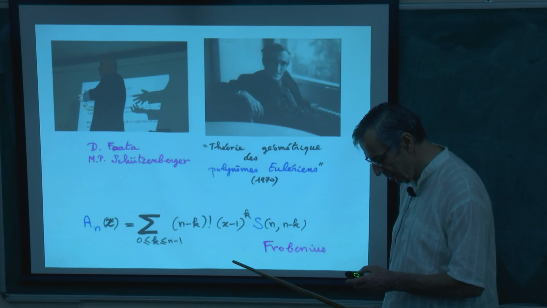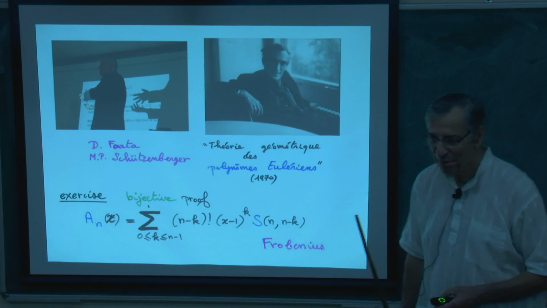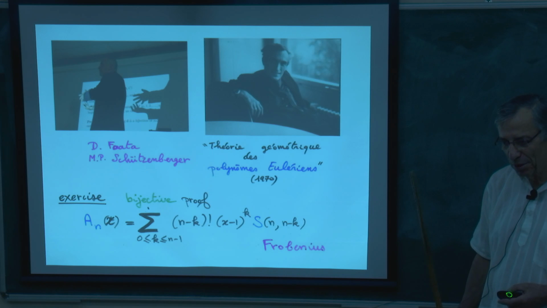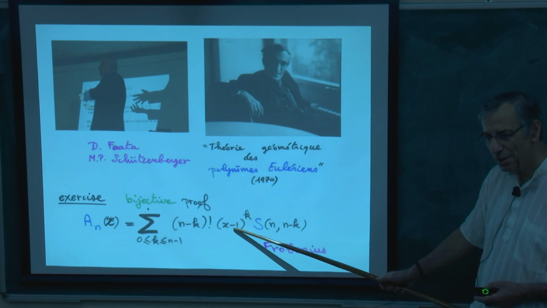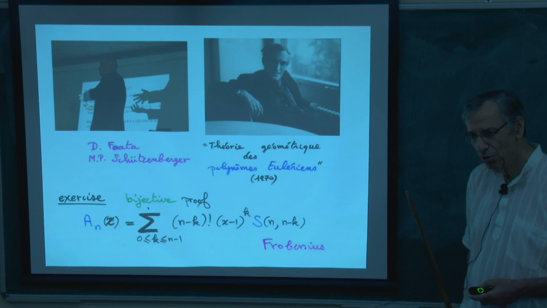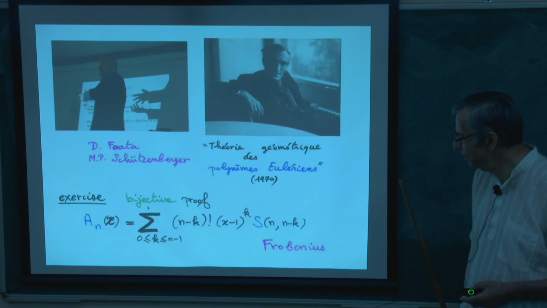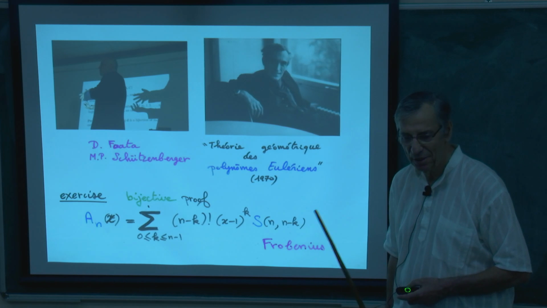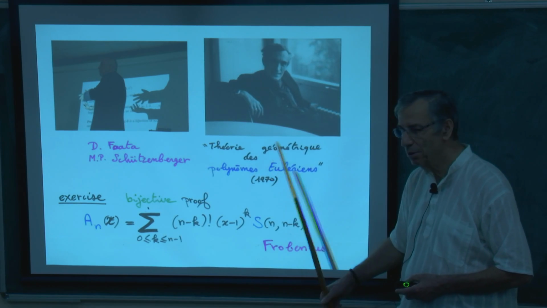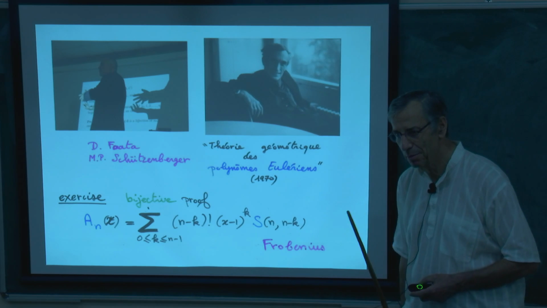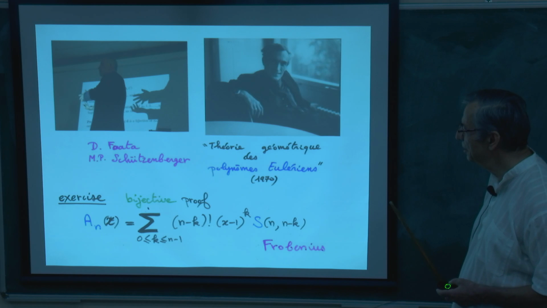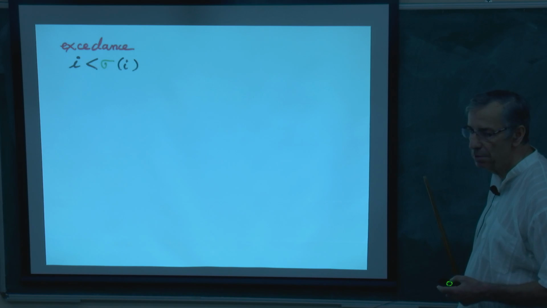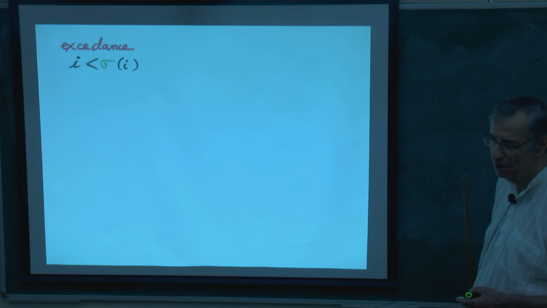And so I ask you, as an exercise, to find the bijective proof of this. It's going to be a sign-reversing involution, because there is a minus here somewhere. It's not too difficult. But this was in the 70s, almost 50 years ago, the start of bijective combinatorics. In this memoir, they also talk about secant numbers, tangent numbers, alternating permutations. And so it becomes very classical combinatorics.